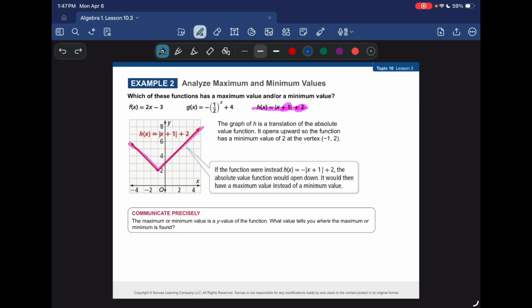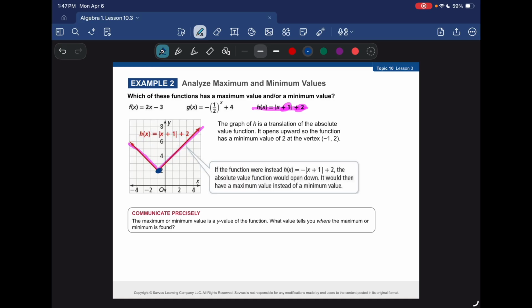Does it have a maximum value? It does not have a maximum because it's always increasing, but what about a minimum? Is there a point where it does not go below? Well, yes, at the vertex, that is its lowest point. That is its least value for the output, so that is its minimum.